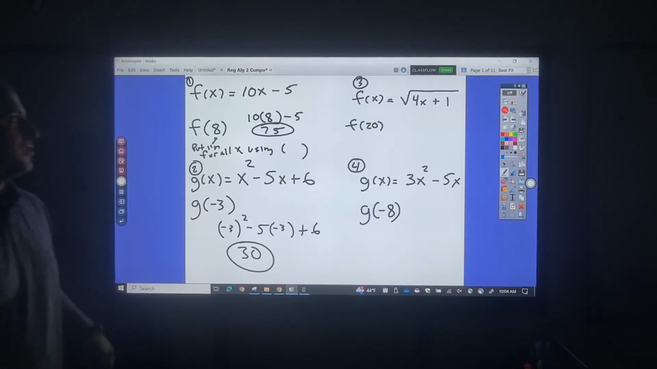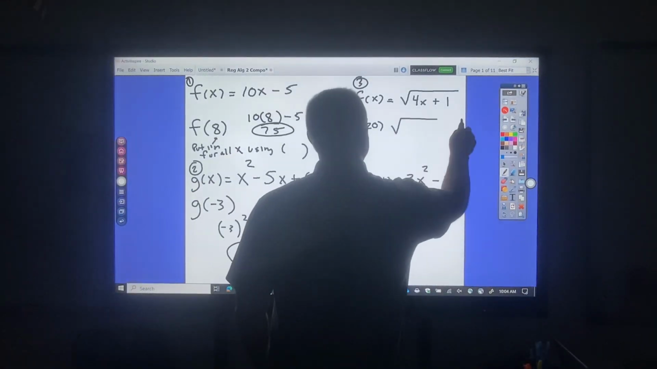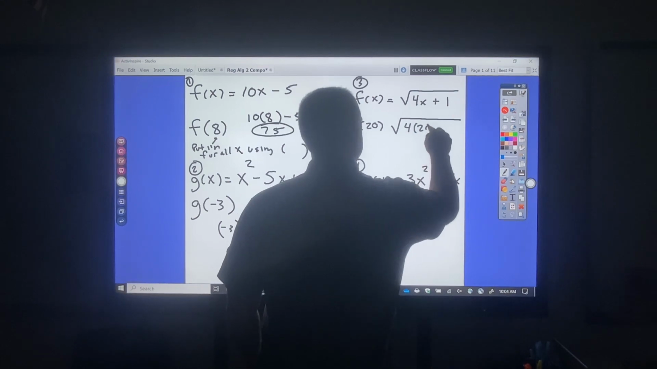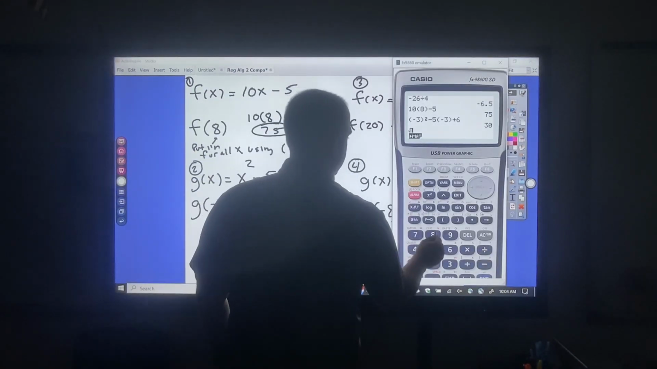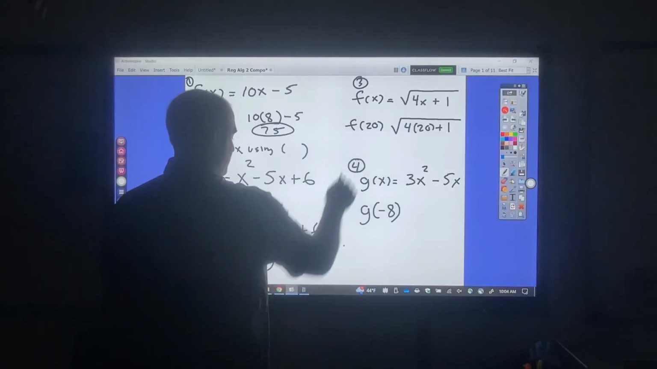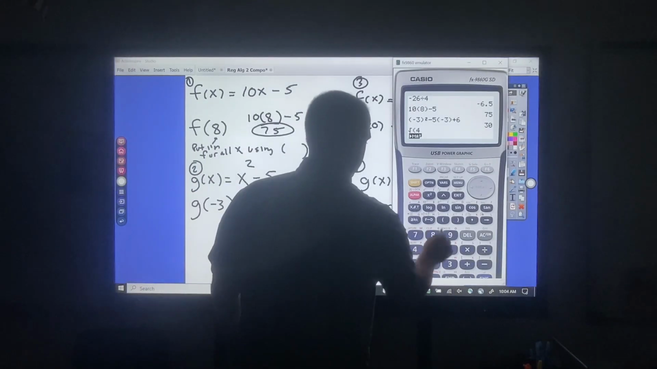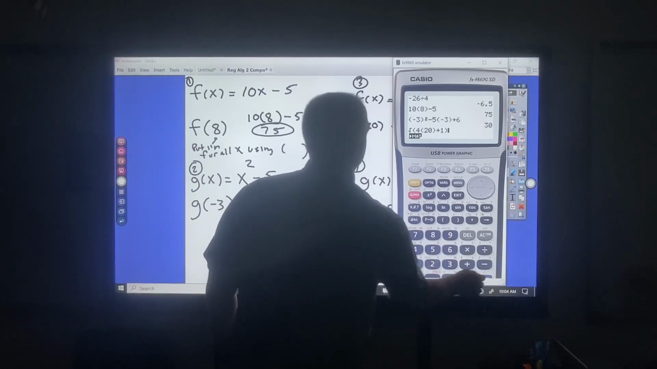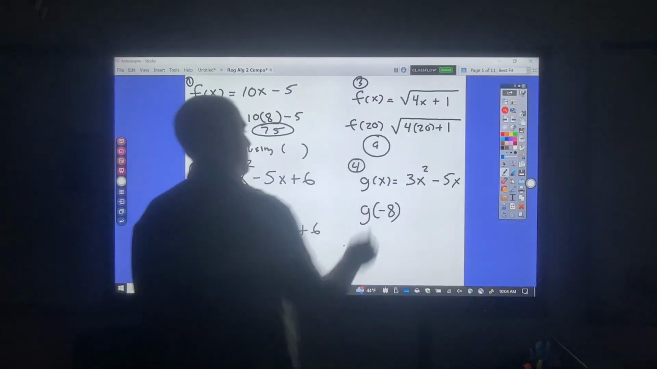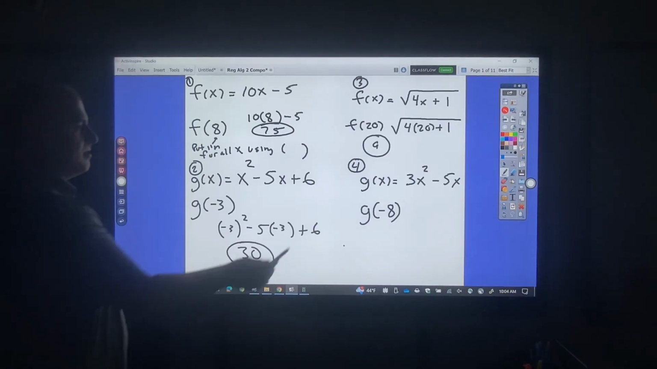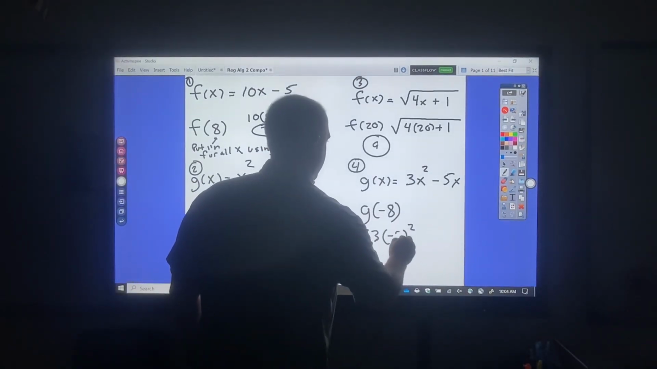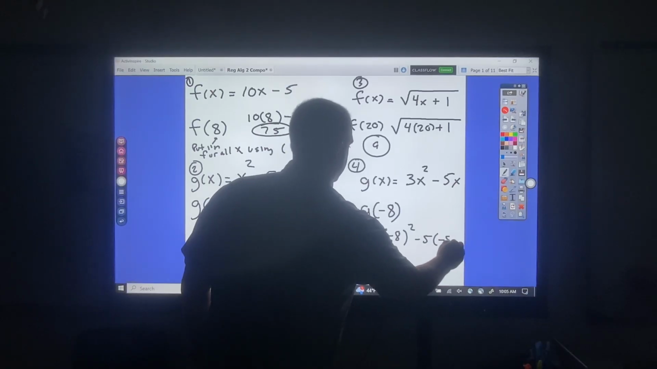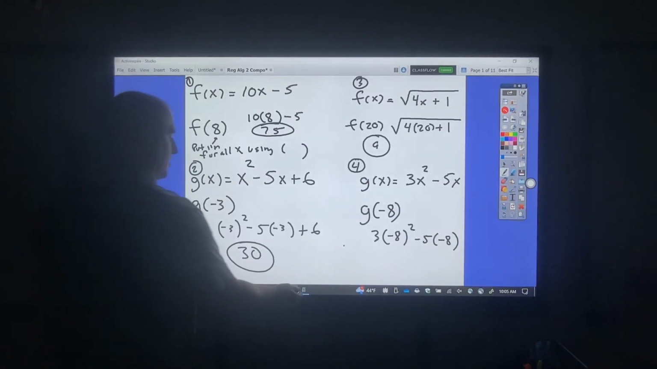Okay, this one, square root 4 parentheses 20 plus 1. So what you got to be careful of when you type this in, you got to put parentheses around what you're keeping on the inside. So 4 and 20 plus 1, and then close it. Okay, this one, if I do this one, I have 3 parentheses squared, -8, -5 parentheses -8. So make sure that 3 goes on the outside.